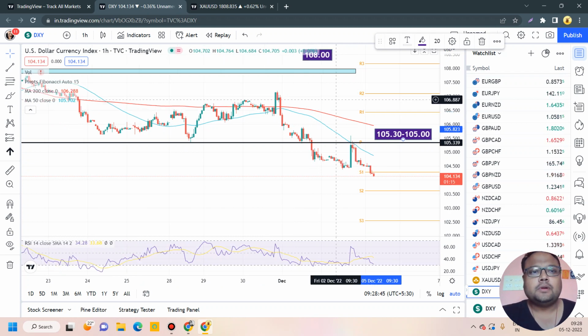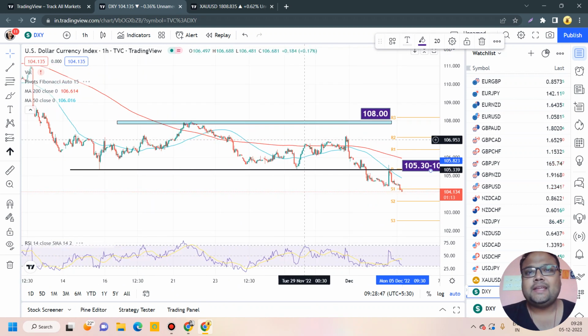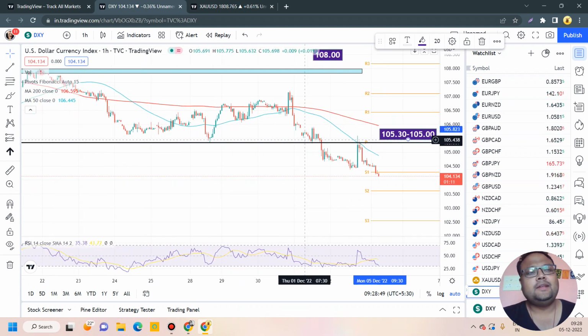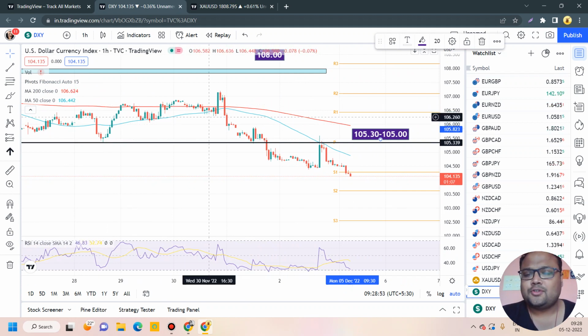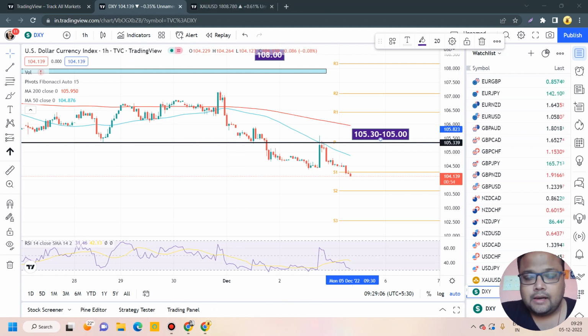To reverse this kind of trend, we need something big. We need big news that DXY does not have. So DXY is not very strong right now. It's showing a good amount of selling pressure. As a result, pairs like gold USD, euro USD, GBP USD are all flying.